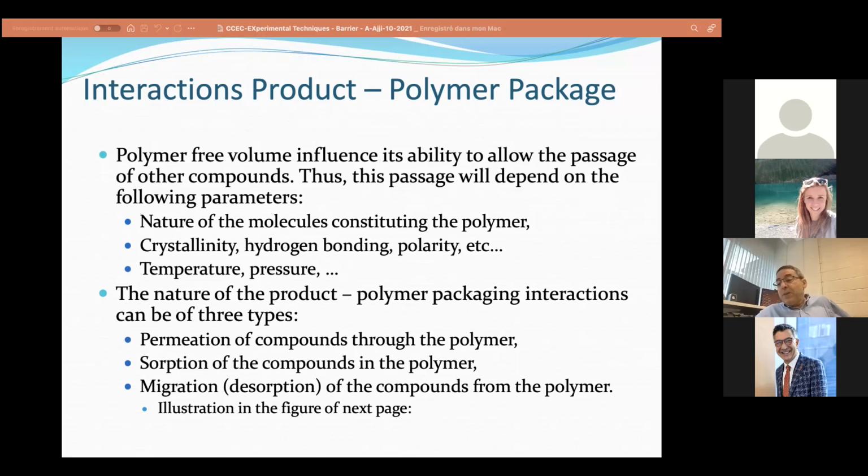From the permeant or the gas side, of course, the size, when you have a large or small gas molecule, will affect its permeability in a certain material. And also, as we will see, because the permeability is not just diffusion, it is a combination of diffusion and solubility. So absorption and desorption of gas molecules into the polymer will also play a certain role in permeability.